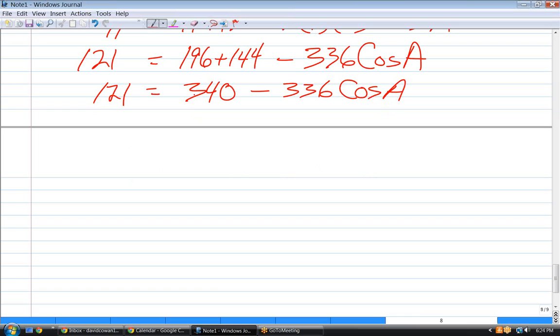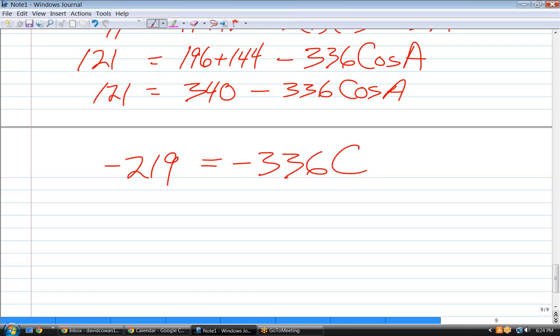So what's 121 minus 340? Negative 219. Now we have this. What's the next step? Divide by negative 336. So now we have cosine of A equals what?